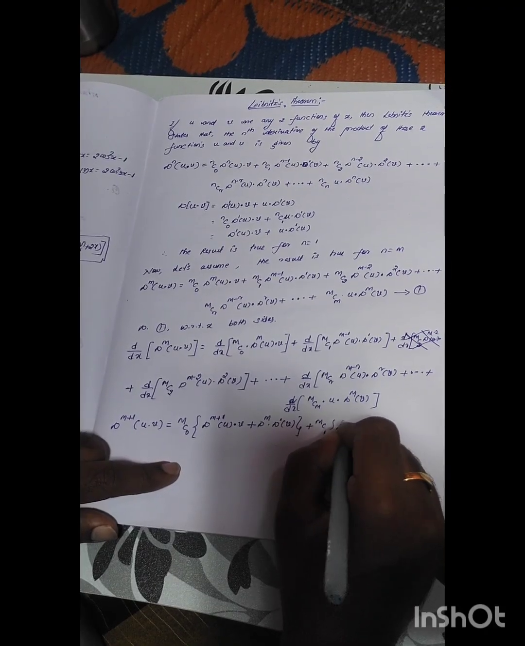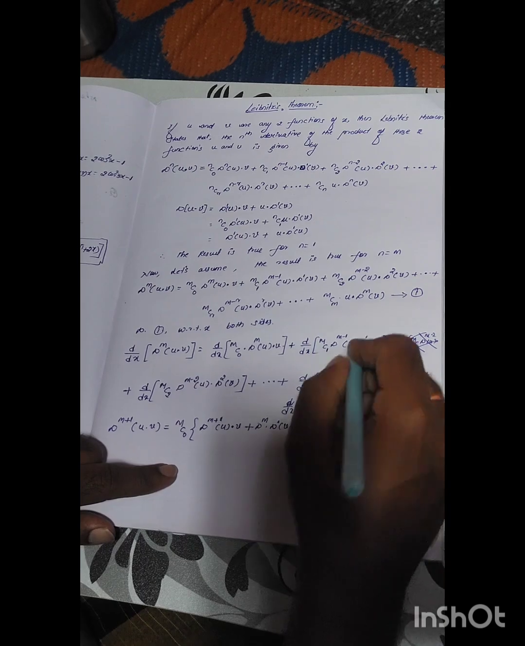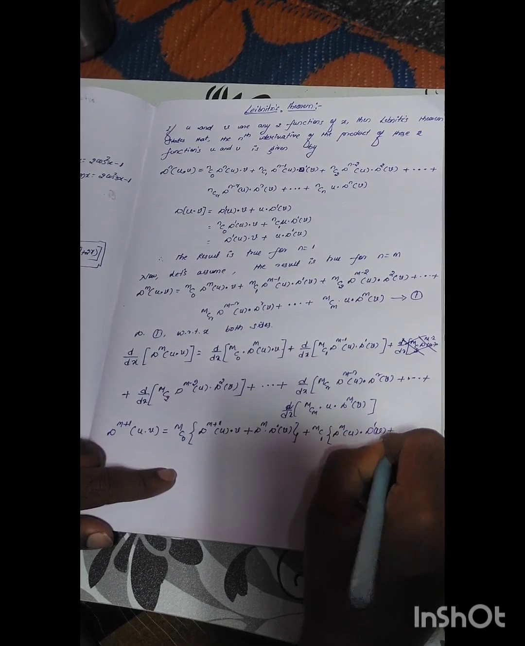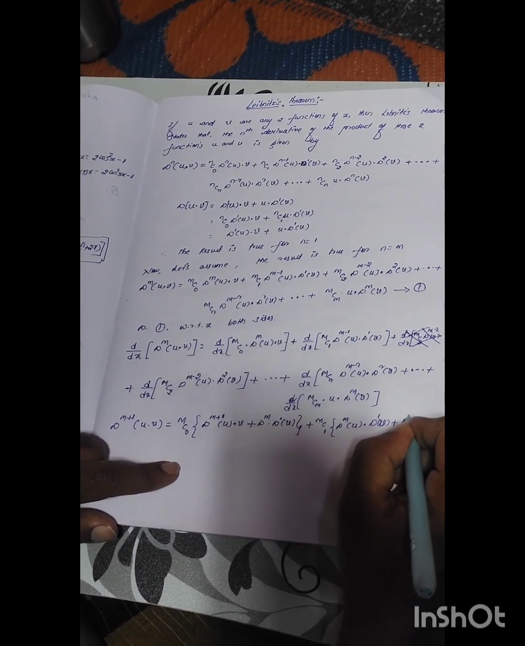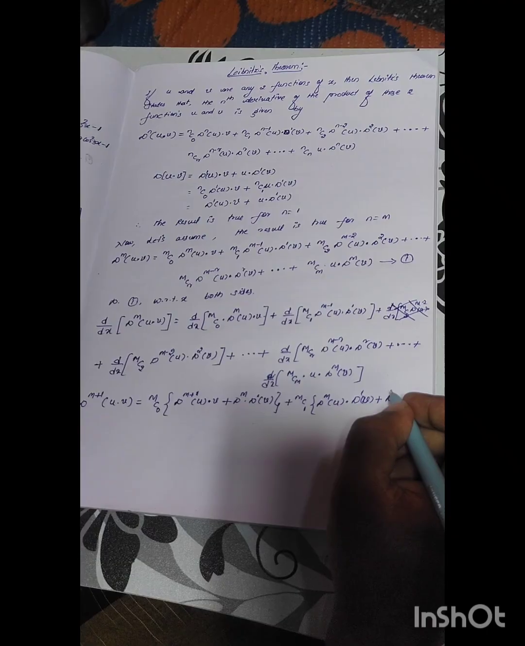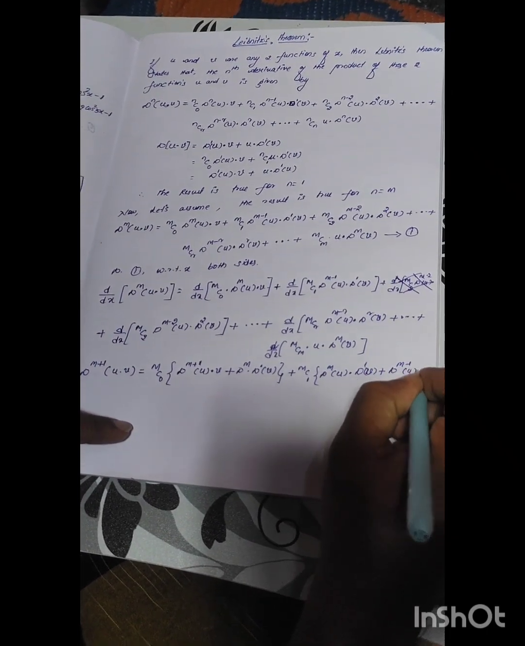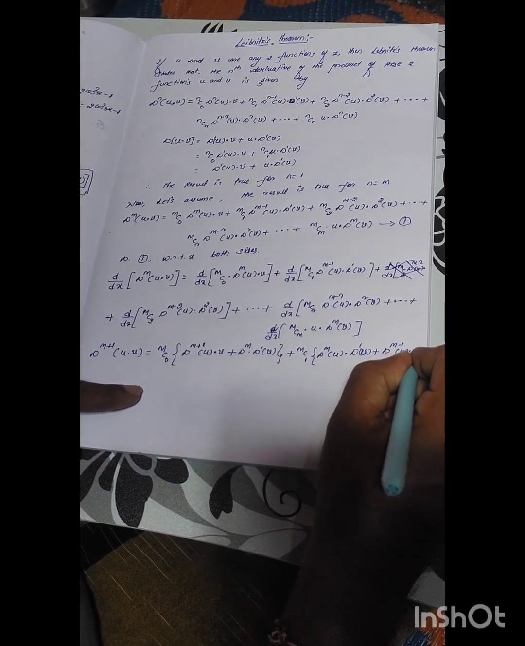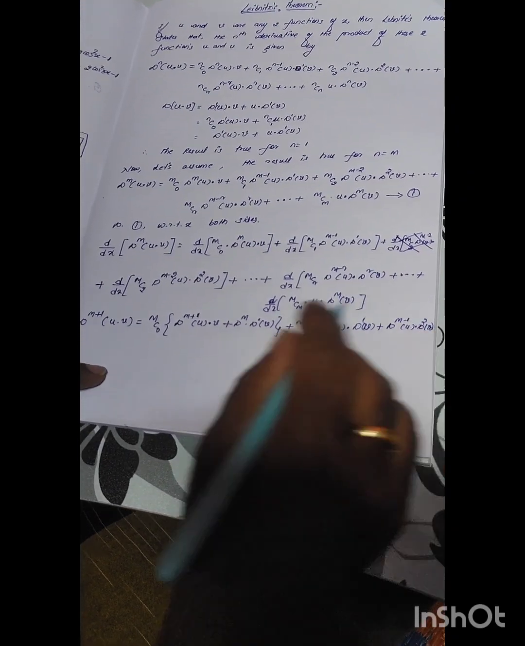So it will become the mth derivative of u into the first derivative of v, I will write as it is, plus, applying the product rule again, this will become the (m minus 1)th derivative of u into, now the first derivative of u is there, it will become d square v, which is nothing but the second derivative of v. So in the same way, let's continue the simplification.